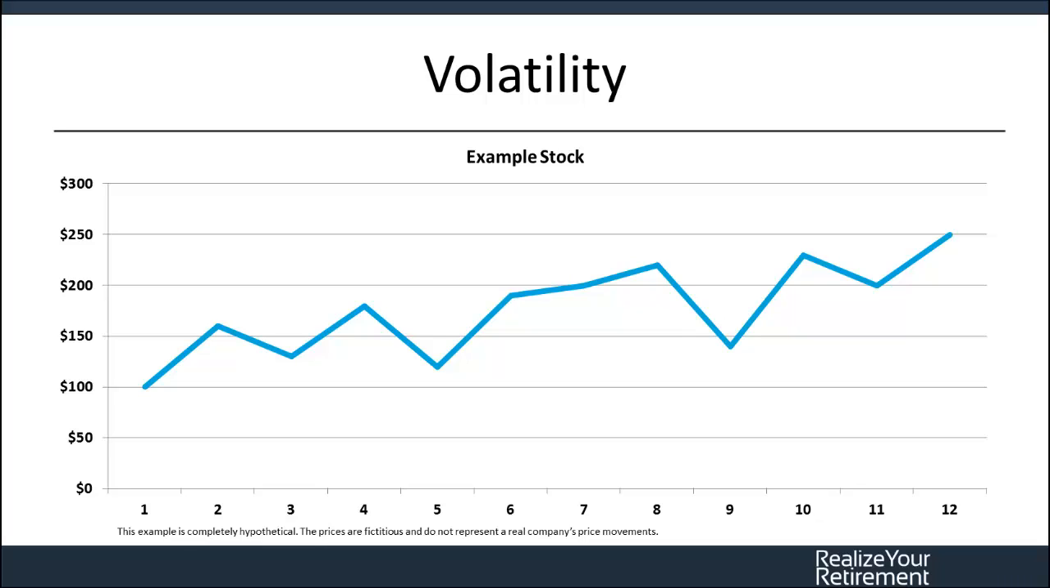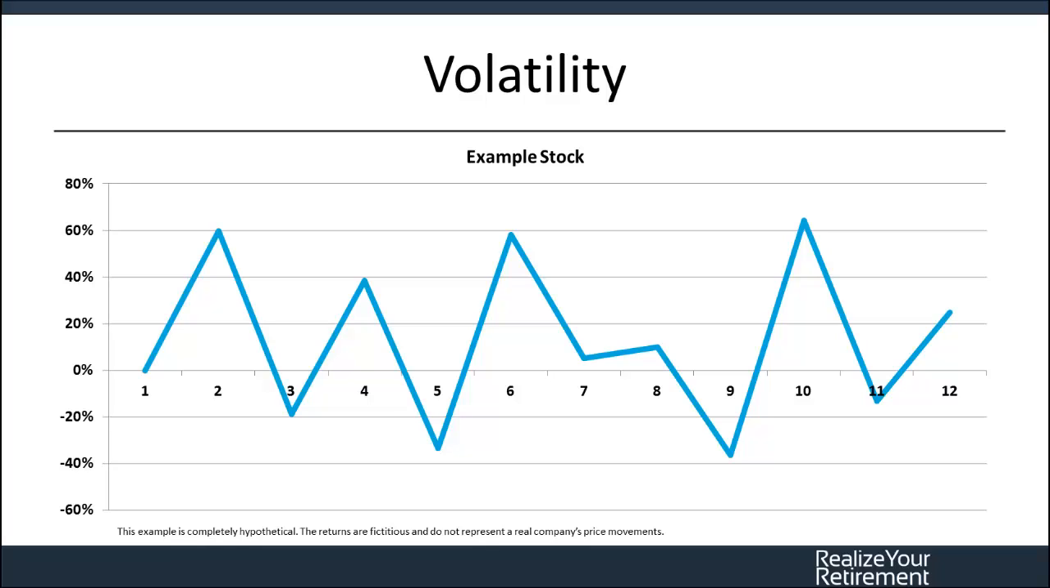So here we're looking at the price graph of a fictional stock. As you can see, it increases and decreases through time. We measure these upward and downward movements in the form of percent increases and decreases. So let's look at the percent returns of this example stock and how we measure its volatility.